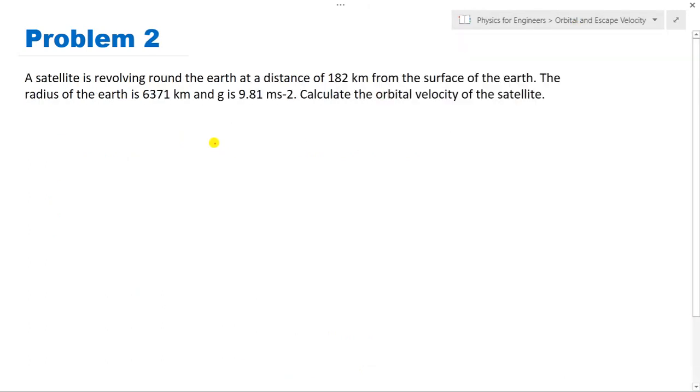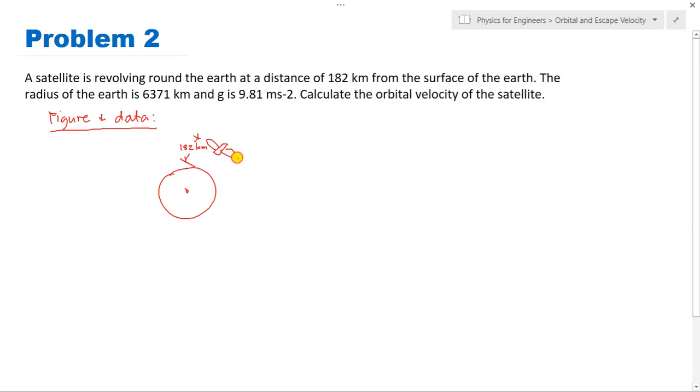So for problem number 2, this is all about orbital velocity. Here it is stated that a satellite is revolving around the earth at a distance of 182 kilometers. So let's draw the figure and data. Here is the earth, then I added the satellite here, revolving around the earth at a distance of 182 kilometers from the surface. So that is 182 kilometers.